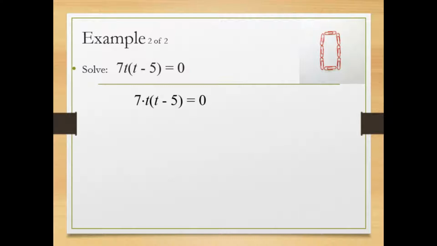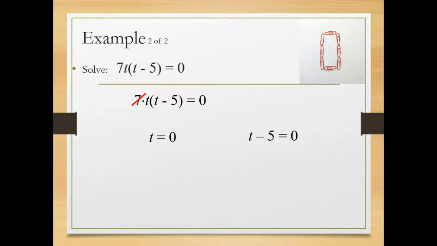There are 3 factors in this equation: the 7, t, and the binomial t minus 5. 7 can be dismissed since it's a constant. Using the principle of zero products, the only way in which this equation can equal 0 is to set each of the other factors equal to 0 and solve.